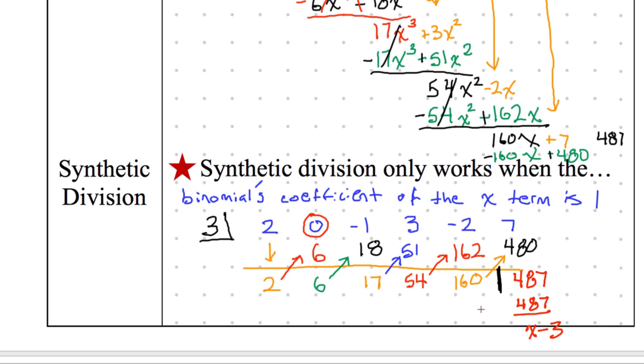Next up, I have my ones place, 160. So this is going to be added to 160. Next, I go to my degree 1 term. This is going to be 54x. So 54x plus 160. Next comes my x squared. So what should I write here? Shout it out. 17x squared. Next comes my x cubed place.